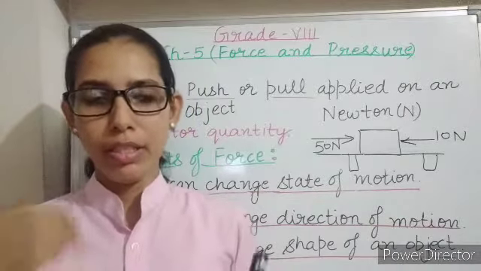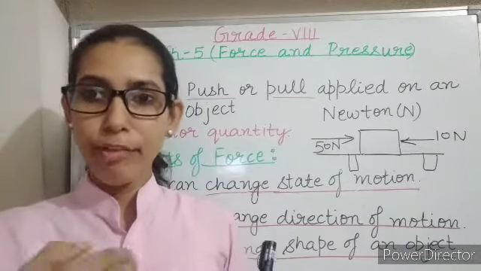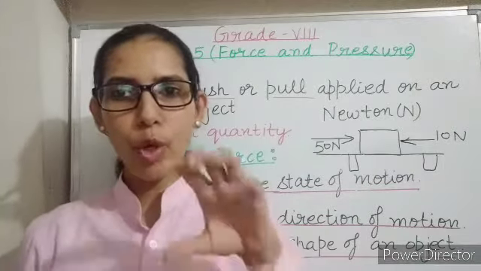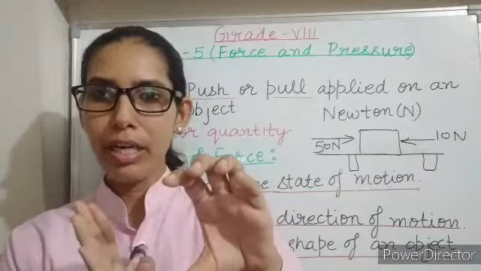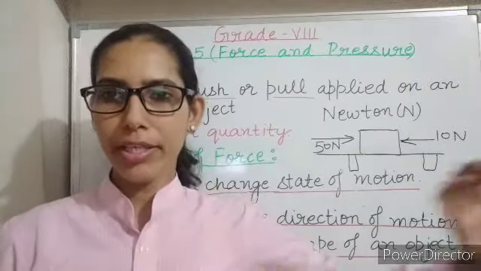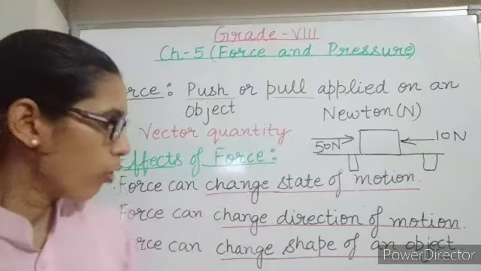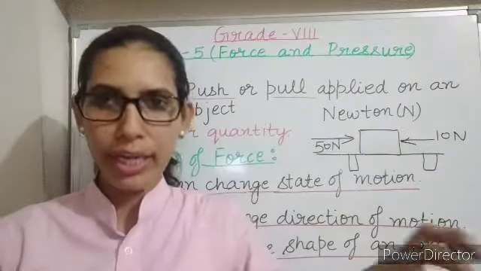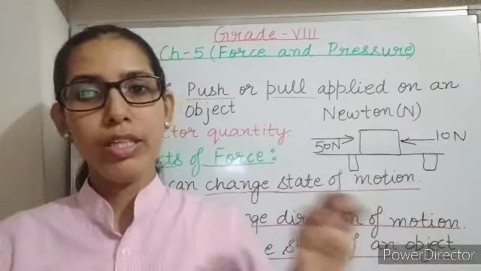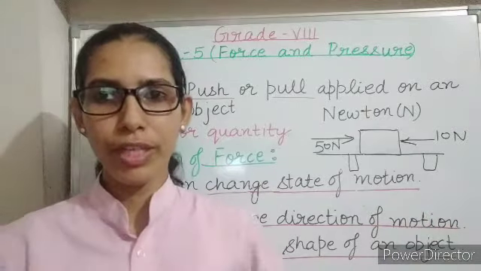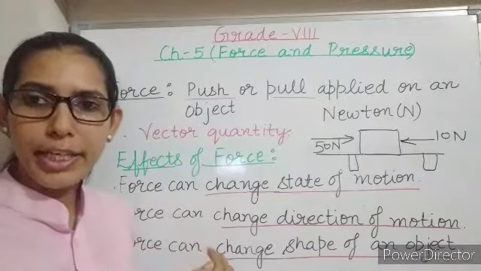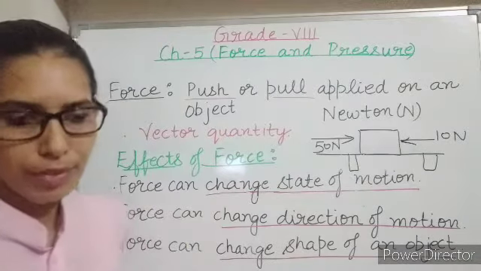Someone kicked the ball, which means applied force on the ball. So the ball started moving. Ball was at rest. Someone came, kicked the ball and the ball started moving. So force can change state of motion. Earlier the ball was at rest, but when force was applied, the ball started moving. So with force, we can set any object into motion.